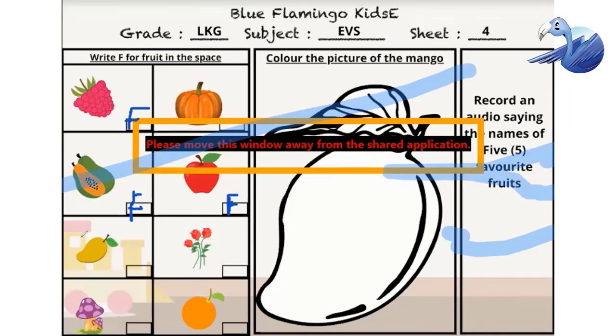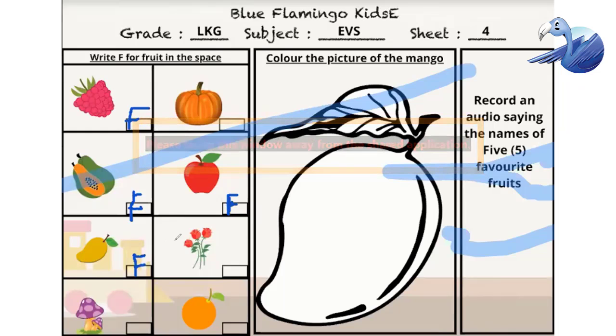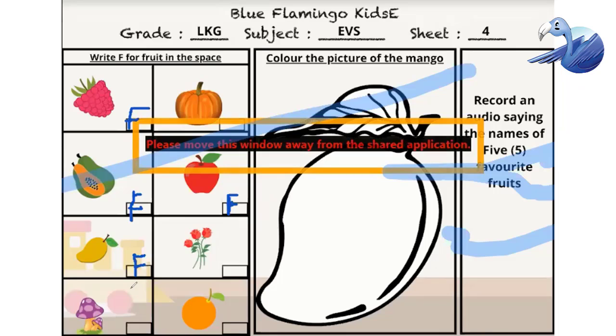Okay. Mango. Mango is a fruit. Yeah. So we have to write F here. Okay, now flower. Flower is a fruit. Do you think flower is a fruit? No, so we don't have to write that here. Mushroom. Mushroom is a fruit? No. Orange? Yes, so we have to write F here.